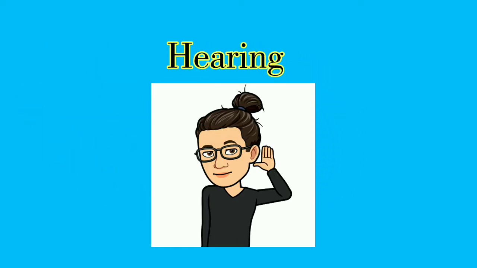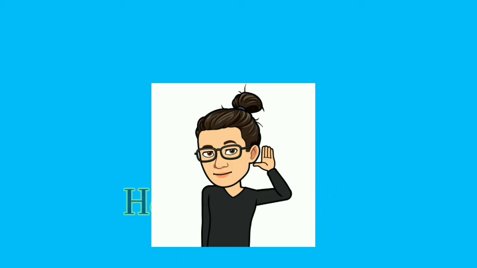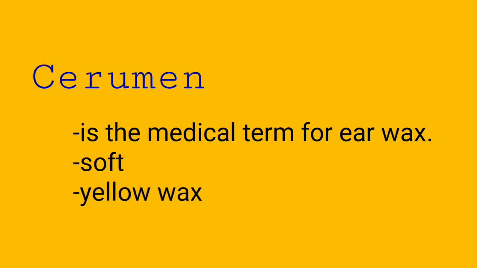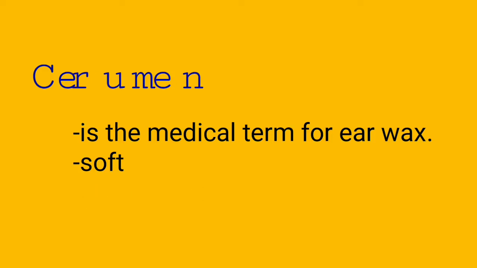Hearing. Have you heard of the term cerumen? Cerumen is the medical term for earwax. It is a soft, yellow wax substance that is secreted in your ear canal.